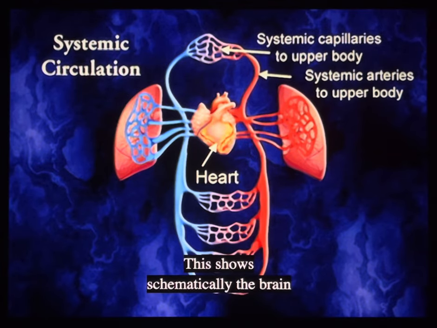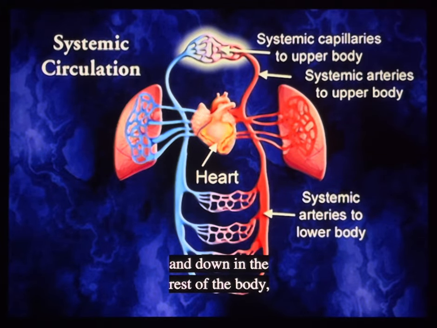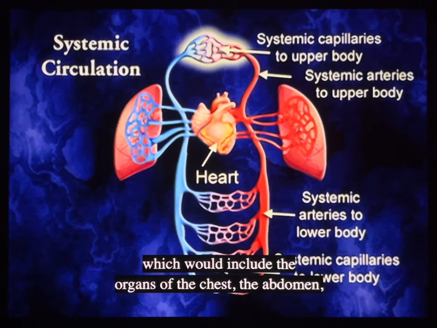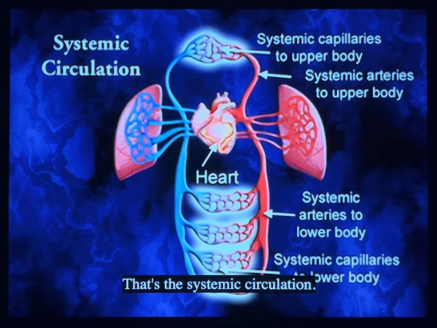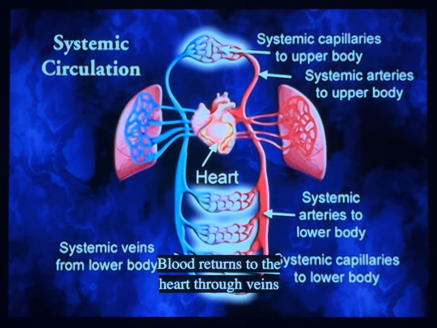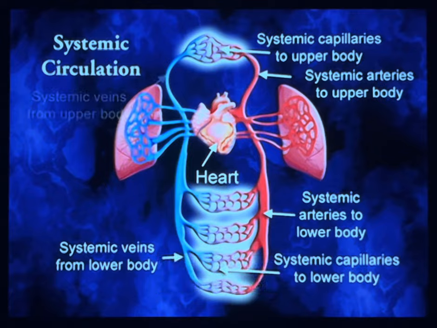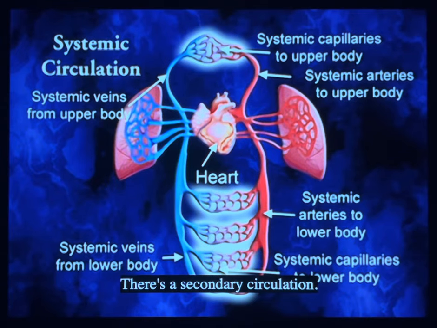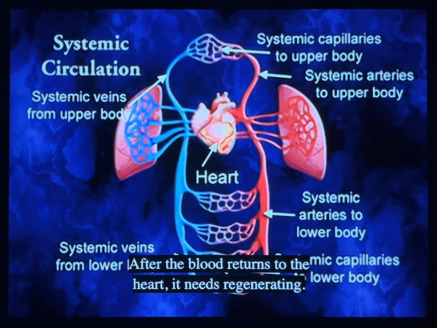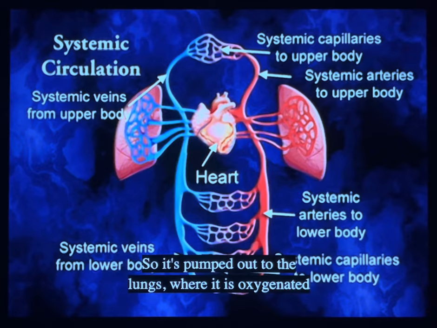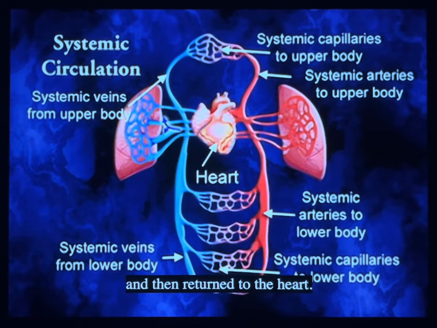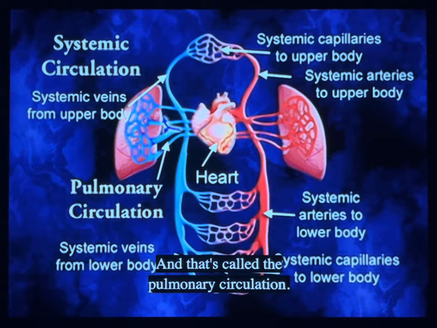This shows schematically the brain, and down in the rest of the body, which would include the organs of the chest, the abdomen, the extremities, the muscles. That's the systemic circulation. Blood returns to the heart through veins to be pumped out again. There's a secondary circulation. After the blood returns to the heart, it needs regenerating. It needs to get air from the lungs, oxygen, needs to get rid of waste gases. So it's pumped out to the lungs where it is oxygenated and then returned to the heart. And that's called the pulmonary circulation.